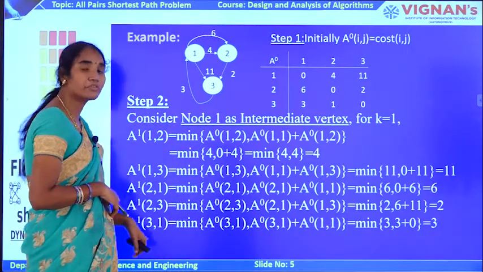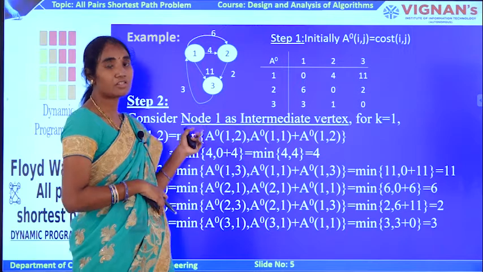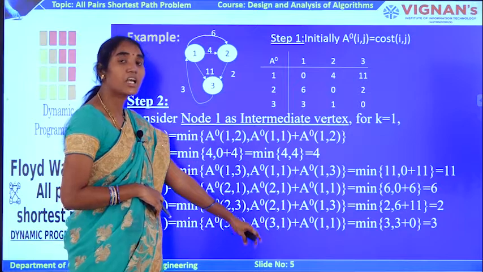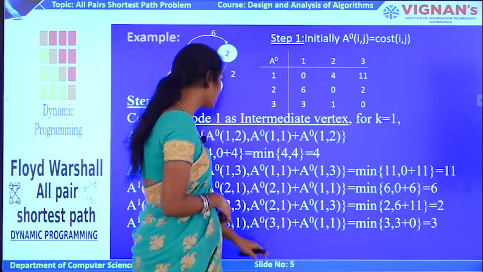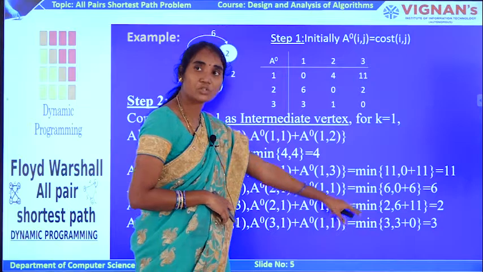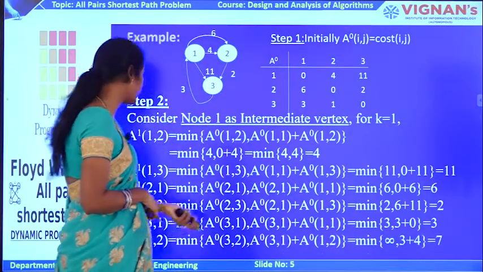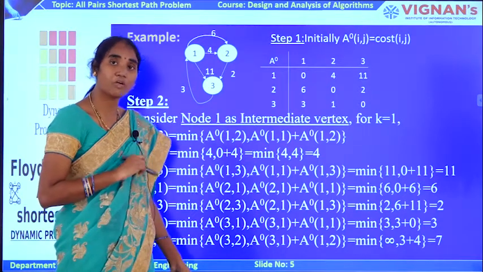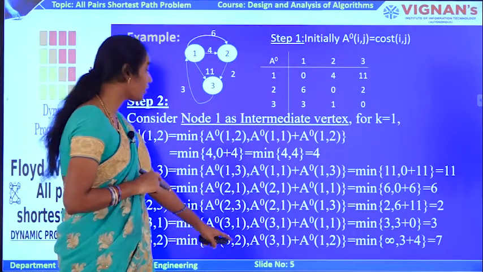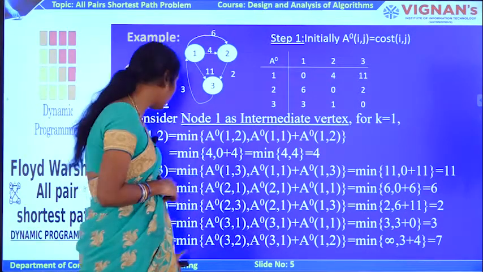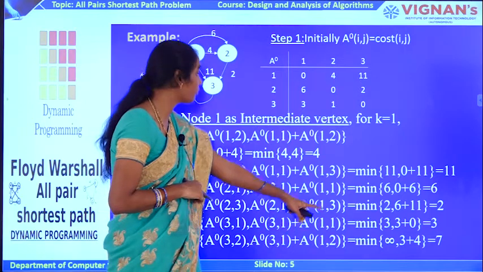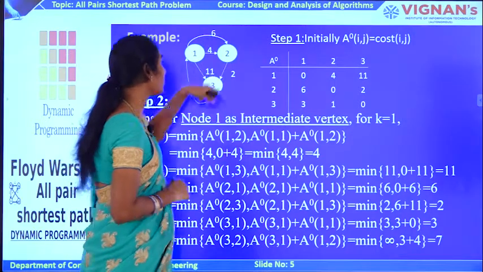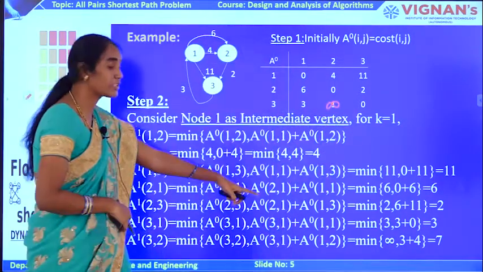Now coming to A1 of 3 comma 1. Again here also the intermediate vertex is 1. So either the direct distance 3 comma 1, or else 3 comma 1 plus 1 comma 1, which will be equivalent to minimum of 3 comma (3 plus 0), which is 3. The next one is A1 of 3 comma 2, which is the minimum of A0 of 3 comma 2, or A0 of 3 comma 1 plus A0 of 1 comma 2. So finally it will be equivalent to minimum of infinity comma (3 plus 4), which is 7. Here for 3 to 2 we are not having anything to keep, so it is 7.